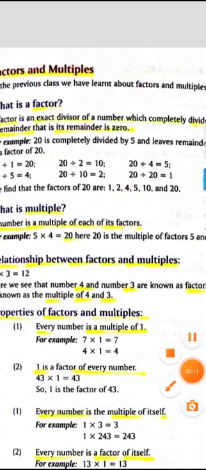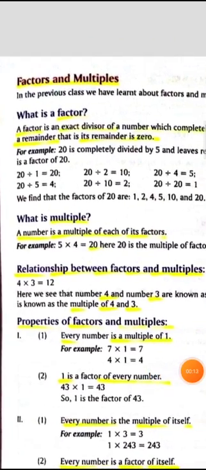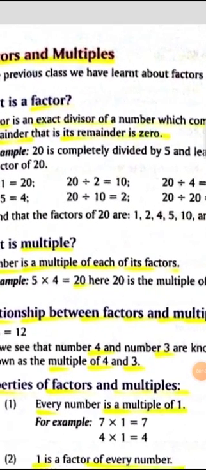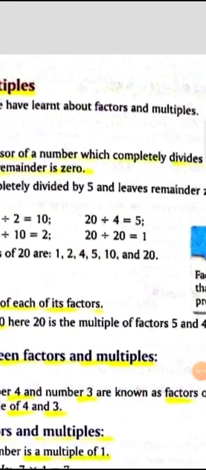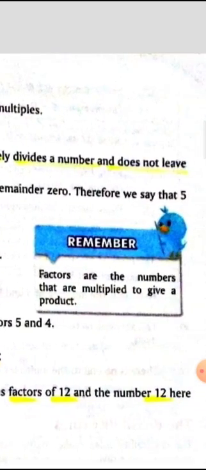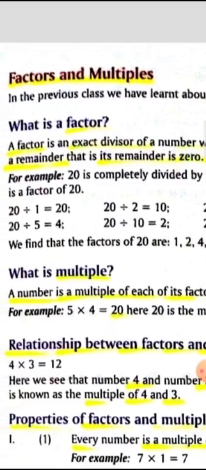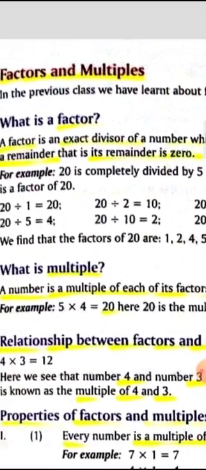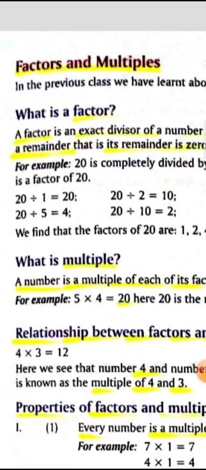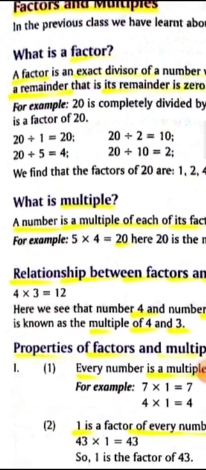New chapter, chapter 3: Factors and Multiples. What is a factor? A factor is an exact divisor of a number which completely divides the number and does not leave a remainder, that is, its remainder is 0. If you get the remainder as 0, then that number is an exact divisor of that number, and that is called the factor.